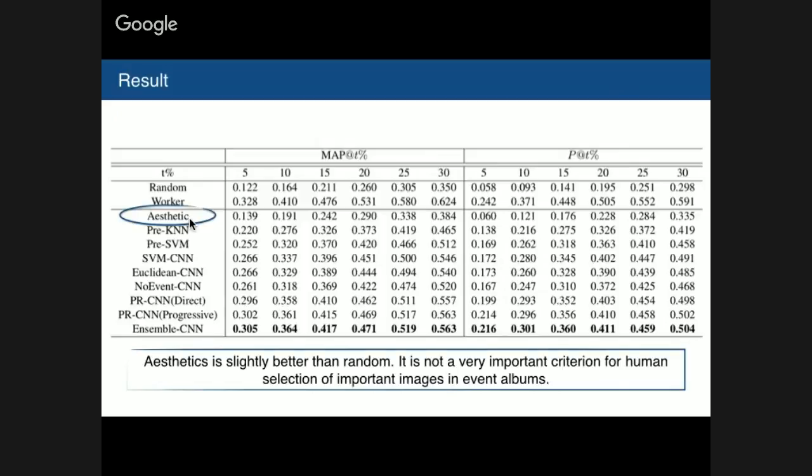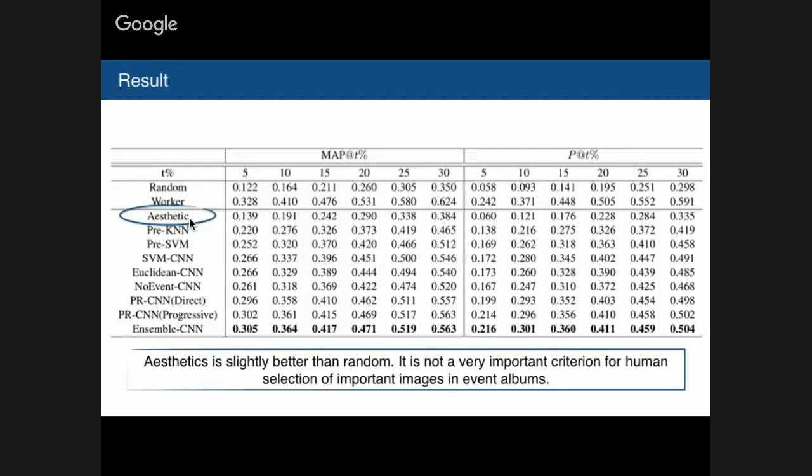The reason why we include aesthetic here is because in some literature, people show that when humans select important images from an album, they tend to use aesthetic score as one factor. So here we want to see whether this is really an important factor or not. And the result shows that it is just slightly better than random, and it is not very important.